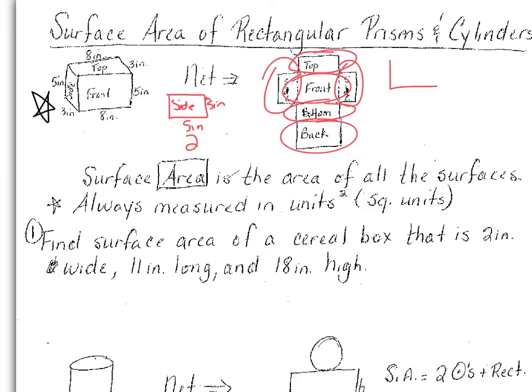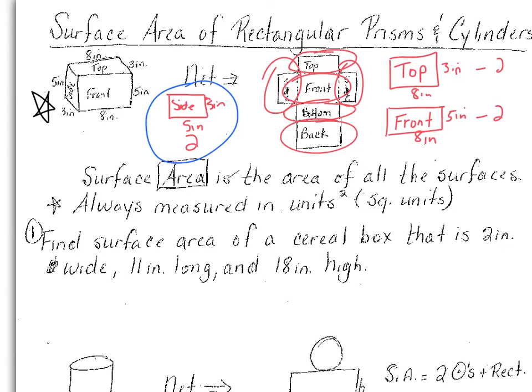We have a top and a bottom. There's 2 of those, and that's 8 inches by 3 inches. And then we have 2 of the front and back. It's kind of like your math book if you look at it. The front and the back, it's 5 inches by 8 inches. In order to figure this out, we have to find the area of 3 rectangles 2 times. So let's look at this one. What we're going to do is take 2 times 5 times 3, plus 2 of the 8 times 3s, plus 2 of the 8 times 5s.